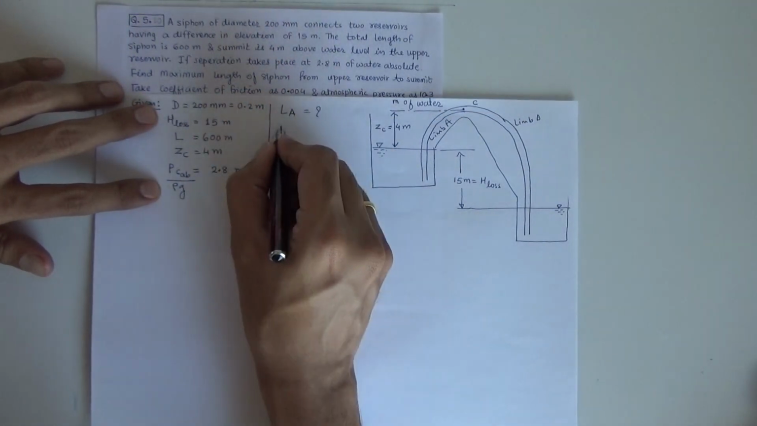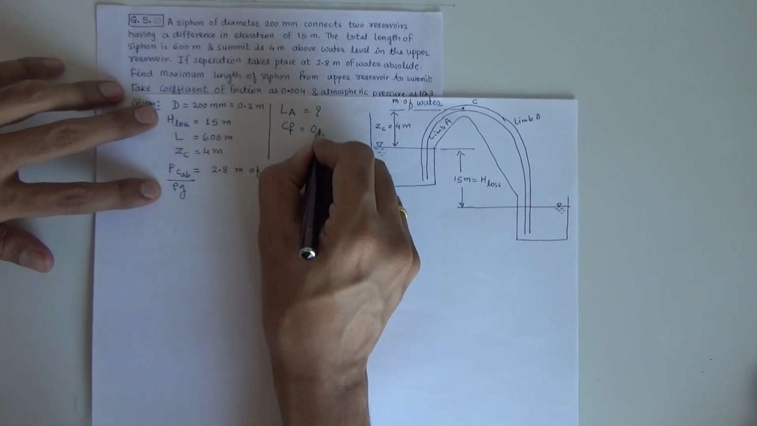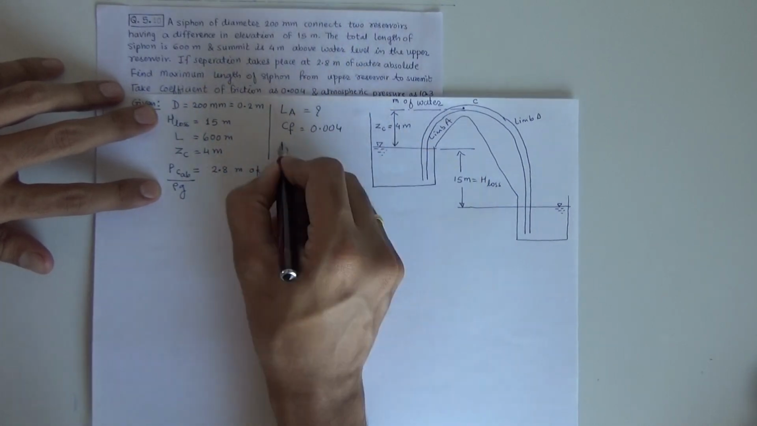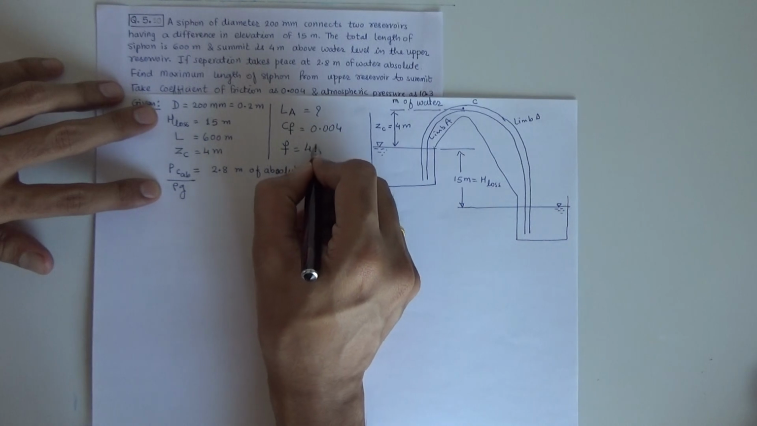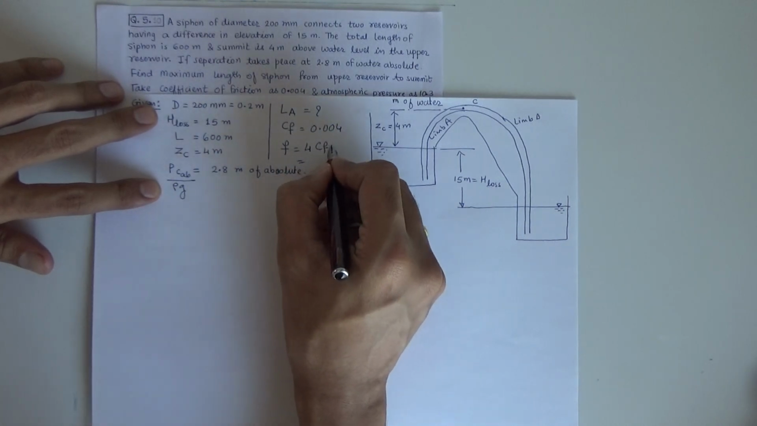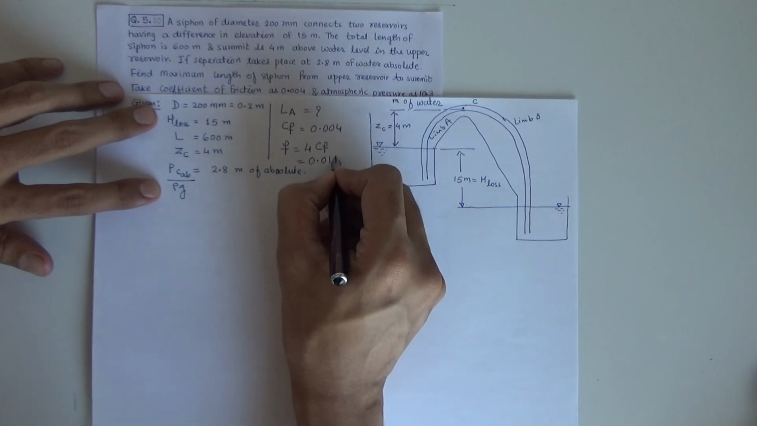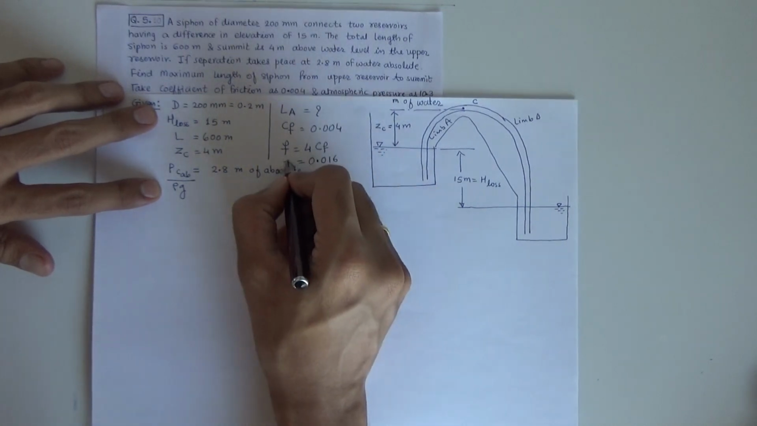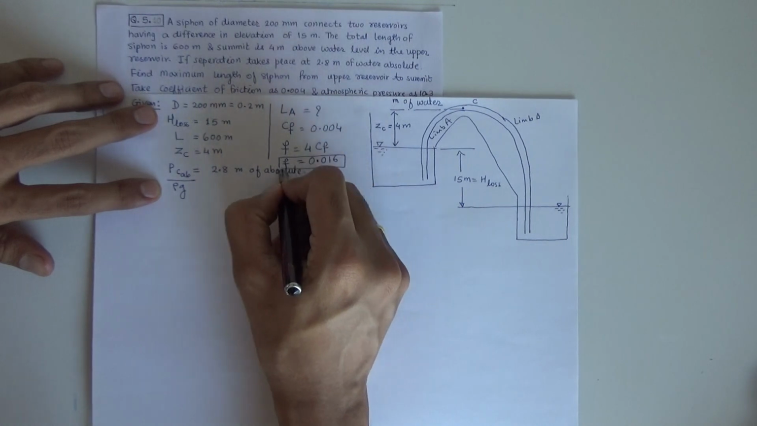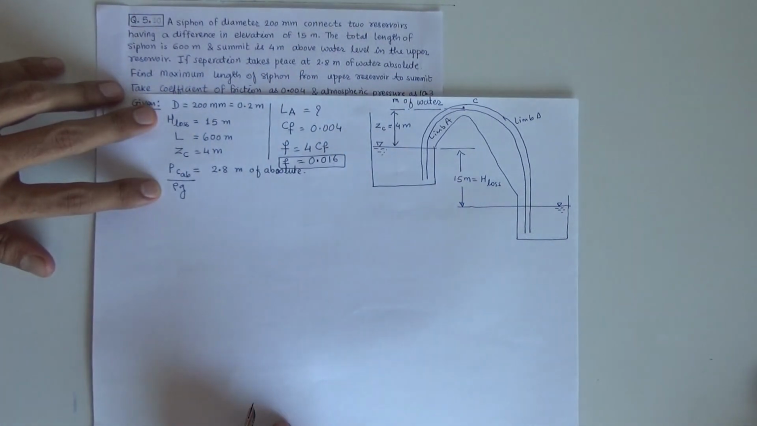Take the coefficient of friction. Very important. CF is given as 0.004, and we want the friction factor. So it is 4 times CF, so 4 into 0.004, which is 0.016. Very important. So F is 0.016.